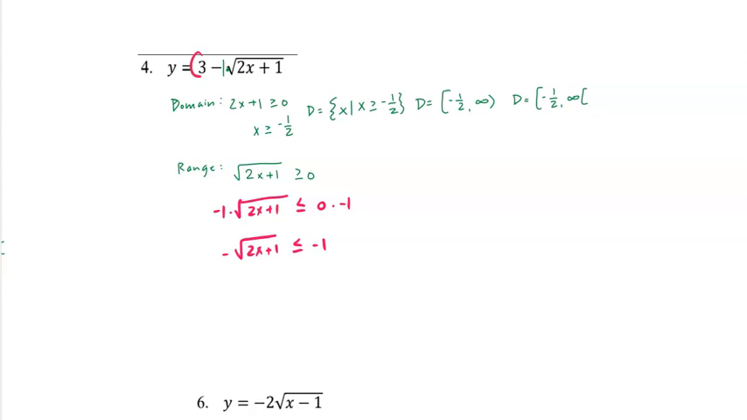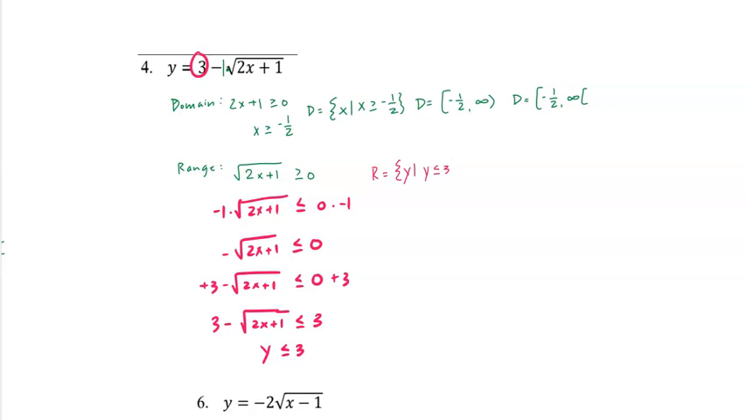And then notice what happens. 3 is being added. So I'm going to go ahead and add 3. I have to do it to both sides. Oh, where did I get this? Sorry, it's just 0. Add 3. So I have what looks like an exact copy of the output. So we have 3 minus square root of 2x plus 1 is less than or equal to 3. So that's y is less than or equal to 3. So therefore, we have the range y such that y is less than or equal to 3.